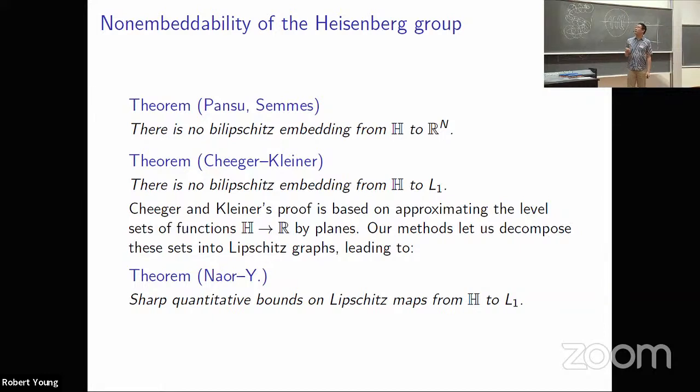So these arguments about complexity apply because these methods let you decompose these level sets into uniformly rectifiable pieces and then into Lipschitz graphs. And so you can find sharp quantitative bounds on this failure to embed by doing analysis on Lipschitz graphs in the Heisenberg group and Lipschitz functions in the Heisenberg group. And so this lets us find sharp quantitative bounds on Lipschitz maps from the Heisenberg group to L1. And that has a bunch of applications.